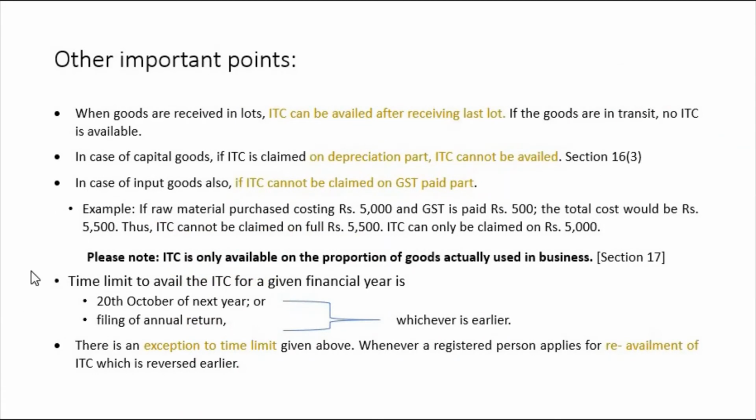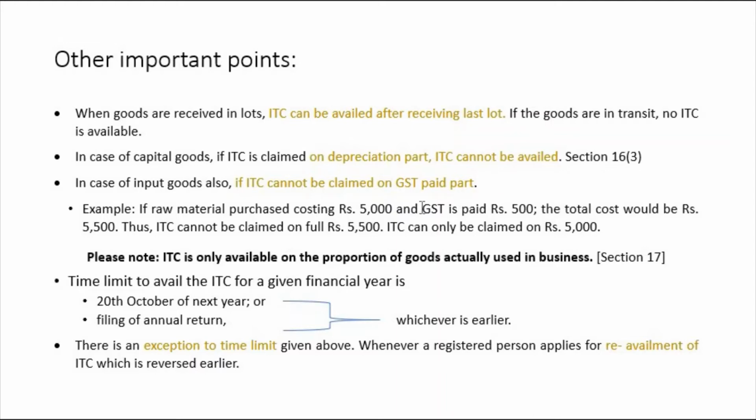We'll go ahead. There are some important points. First point, I have told you ITC can be availed after receiving the last lot, right? And in case of capital goods, if ITC is claimed on the depreciation part, ITC cannot be claimed. This is given under section 16 subsection 3. You will get all the notes, and in the notes I have discussed this in detail, right? If you just read it, you will understand. And then in case of input goods also, ITC cannot be claimed on the GST paid part.